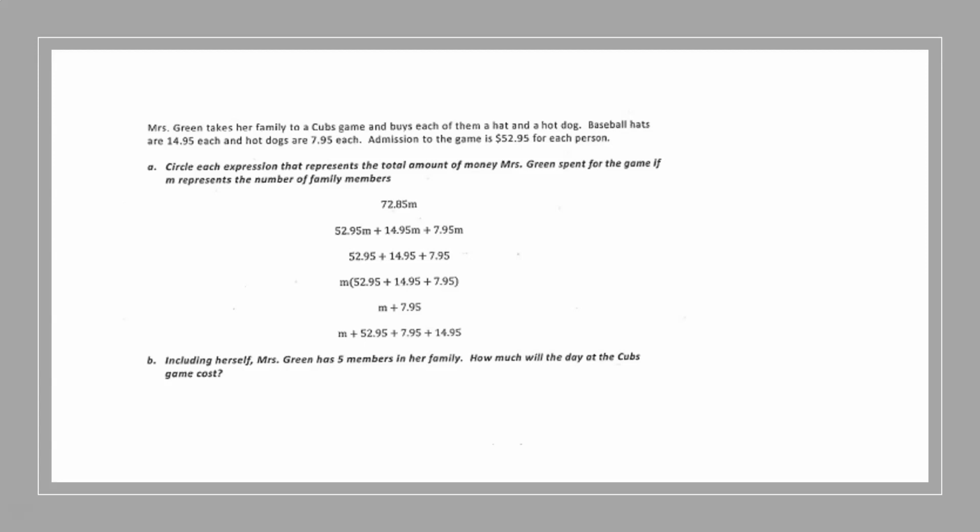So if you add all these things together, the $14.95, the $7.95, and the $52.95, it comes to a grand total of $75.85 per person. So this $72.85 is wrong. The total is wrong. So this next one takes the ticket times the number of the people plus the hat times the number of people plus the hot dog times the number of people. So this one works. The next one takes the cost of everything, but it doesn't multiply it by the number of people. So that doesn't work.